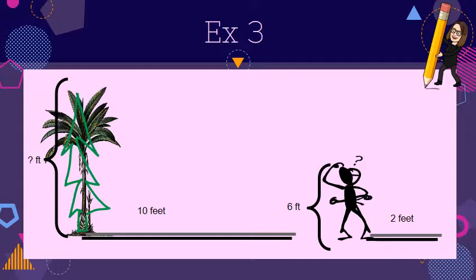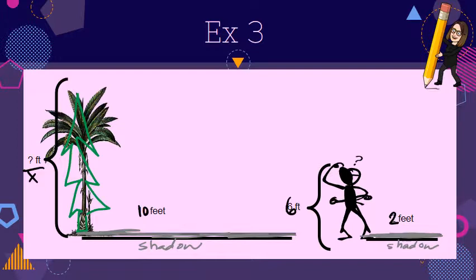Easy enough. And then down here, this gray line, please draw this gray line. That's the shadow of the man. And this gray line here is the shadow of the tree. Now, if you need to pause this video to take care of this drawing, please do so. All right, let's look at our values. I currently have unknown feet, so I'm going to use X. I have 10 feet, I have 6 feet, and I have 2 feet for the shadow.